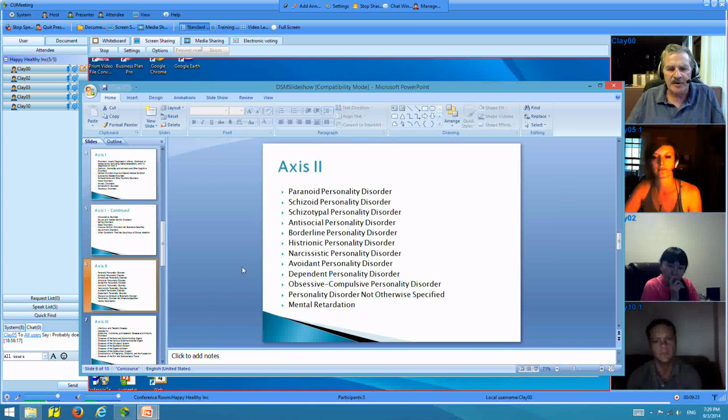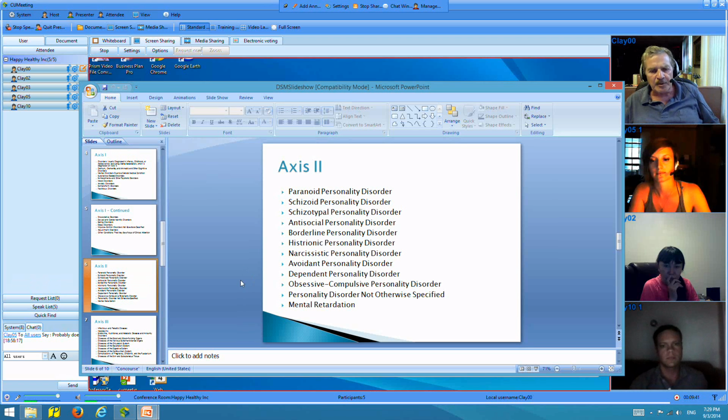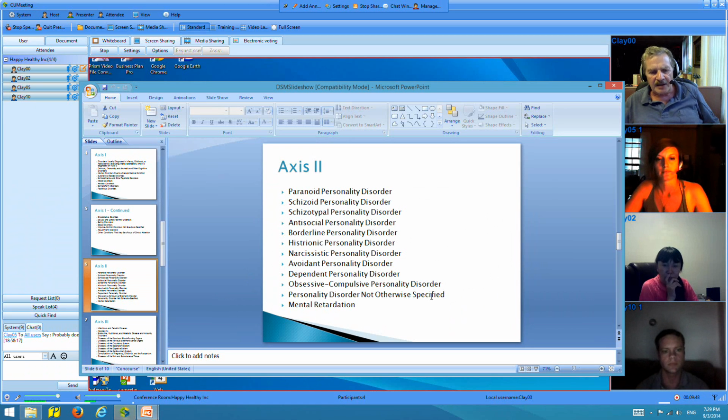You got paranoid personalities, schizoid personalities, schizotypical personalities, antisocials, borderlines, histrionic. Histrionics are always real demonstrative and theatrical, like narcissistics, very focused on themselves, avoidant people, dependent personalities, obsessive compulsive, personality disorder, not otherwise specified, and then also on Axis 2, but not a personality disorder, is mental retardation.